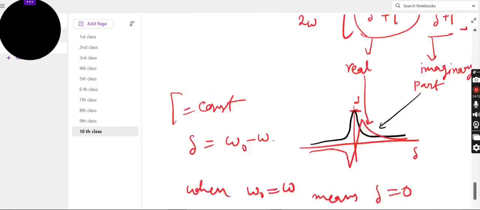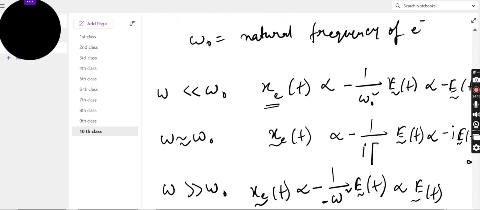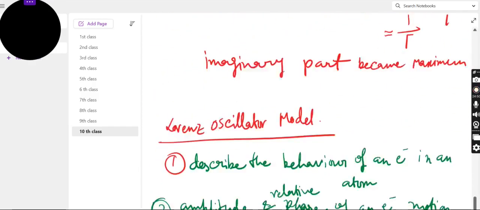So you have seen that when omega is less than omega naught, that is, the driving field frequency is less than the natural frequency of the electron, we get that the oscillation is 180 degrees out of phase with the incident field. When they are equal, they are 90 degrees out of phase, and when the frequency of the driving electric field is much greater than the natural frequency of the electron, they are in phase. So that's the important thing.